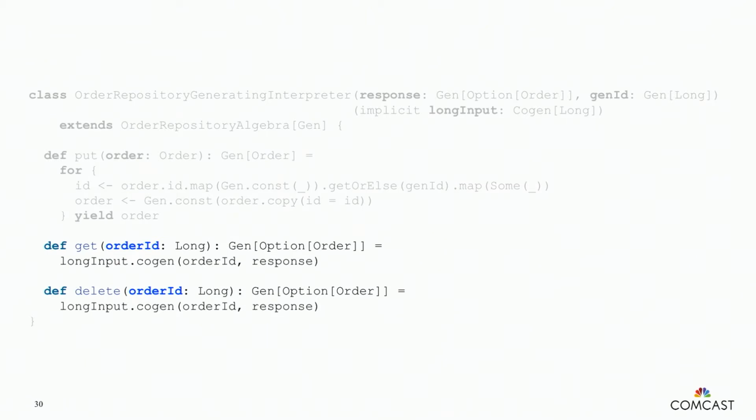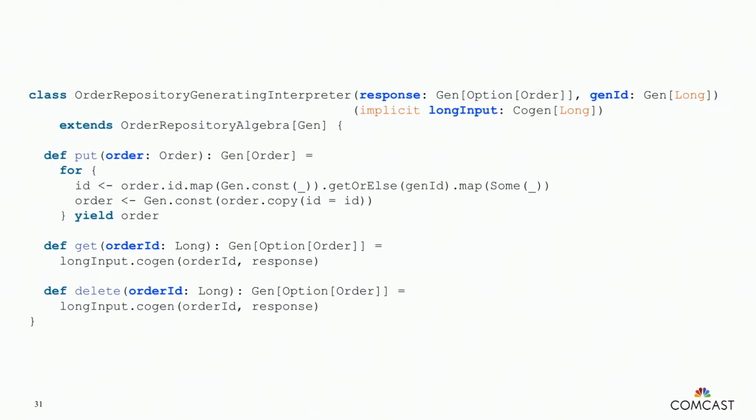Similarly, on get, here we want to actually take our input, our long, pass it to our cogen. So we pass in our order ID, and we pass in our response generator. And that's going to generate us a generator for option orders that are based generally on whatever that order ID that we gave it is. And the same thing, delete looks pretty much the same. So it's kind of fun code to write all this Scalacheck stuff.